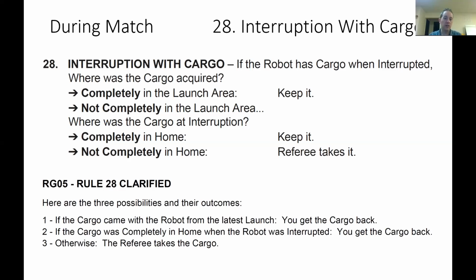If the cargo is completely in home when you interrupt the robot, meaning it was bringing the cargo back and it gets all the way into home with the robot, actually the robot doesn't have to be all the way in home, just the cargo, then you get to keep the cargo. Otherwise, the referee takes the cargo. So if you drove out there and picked up the inspection drone and then interrupted your robot, the referee gets the inspection drone. Any questions there? Hearing no objections.